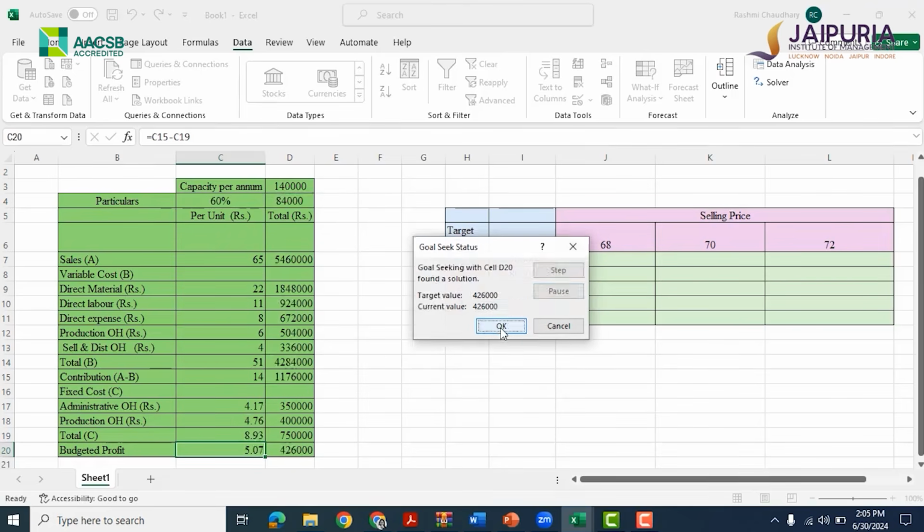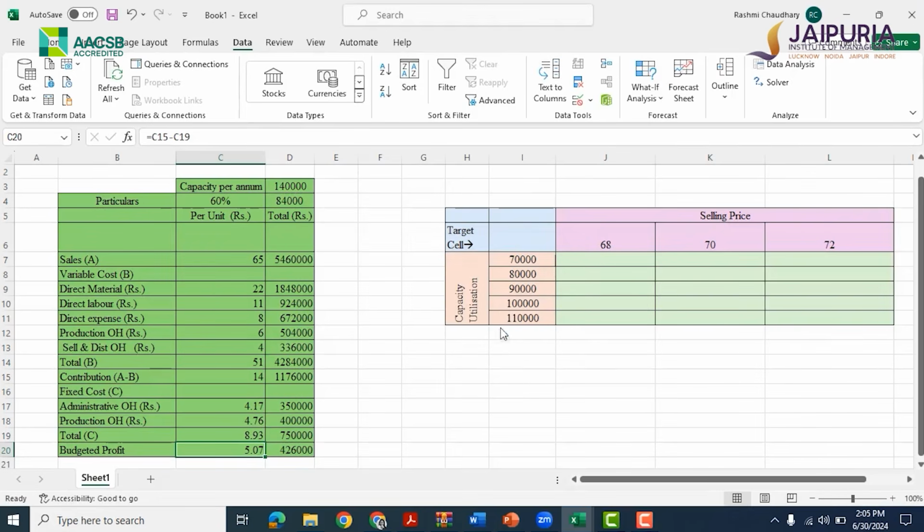So just pressing OK here, the calculation has been done. So now if you sell 84,000 units, produce and sell 84,000 units, you will get a profit of 4,26,000. So that means you need to work at a capacity of 60% to have a profit of 4,26,000. Initially, we were working at 50% capacity, that is 70,000 units were being sold. At present, it's 84,000 units being sold to earn a profit of 4,26,000.